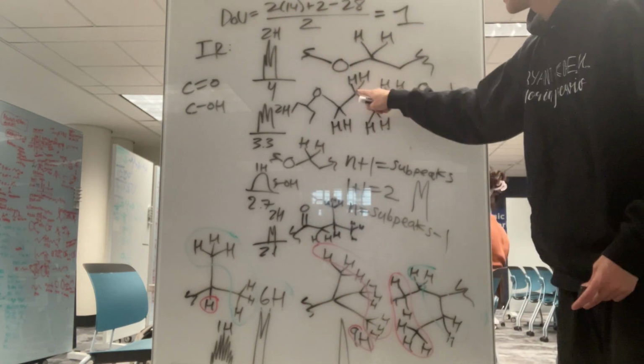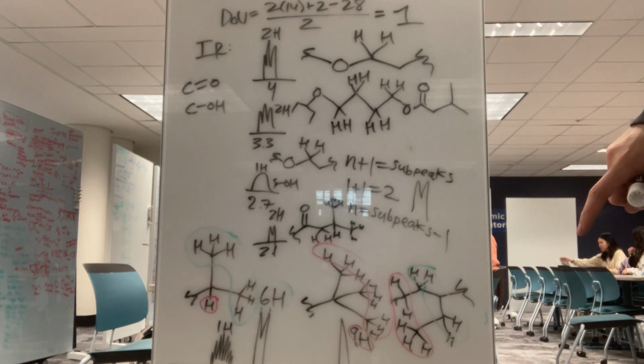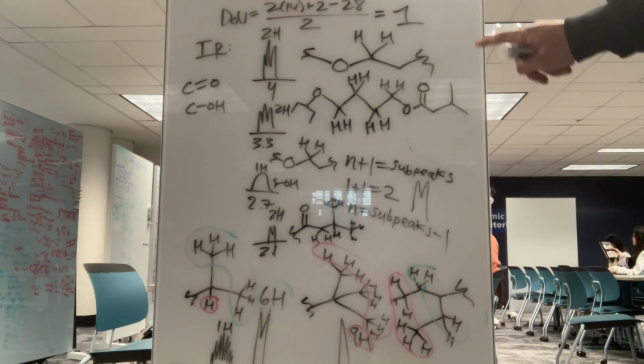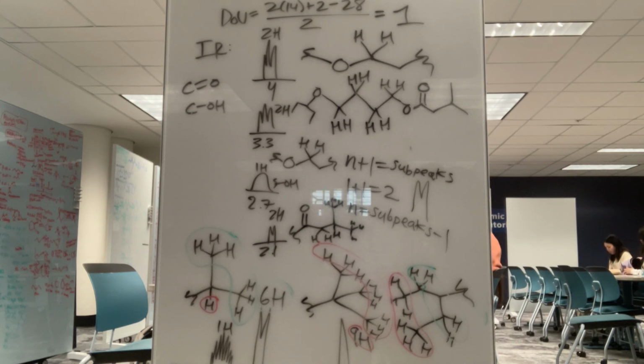These 2 hydrogens here have 4 subpeaks. Oh, that's not right. It should be 5 subpeaks, because that's 5 neighbors. We do not have that 5-subpeak signal for the 2 hydrogens right there. So there's something going on here.